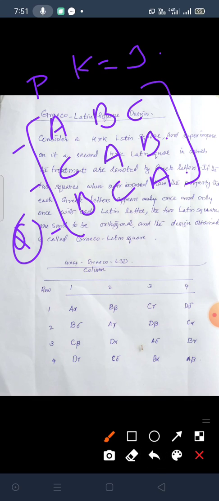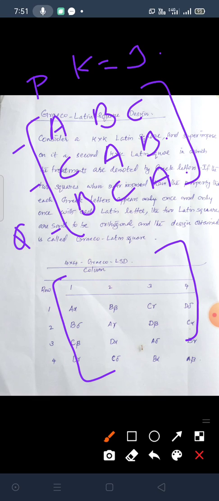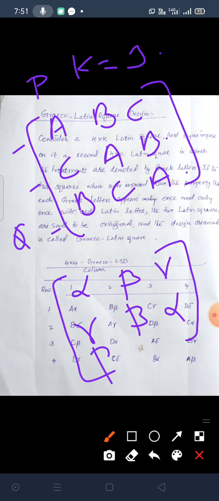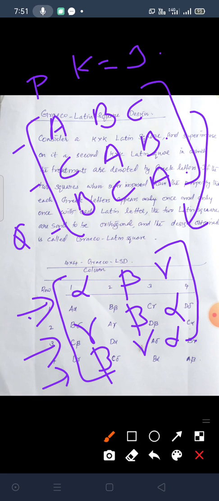Now we define another Latin square of the same order, and the treatments are represented by Greek letters. So alpha, beta, gamma; gamma, beta, alpha; beta, gamma, alpha. Suppose you can randomize the rows or columns. This is also a Latin square design, and Graeco Latin square says we superimpose this on this, superimposing two Latin square designs.